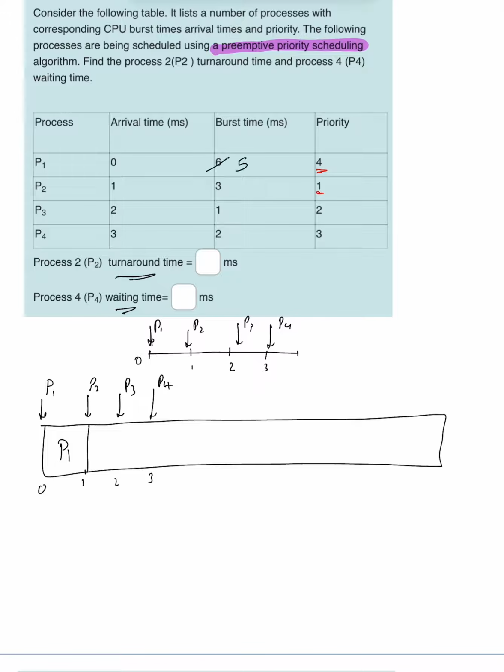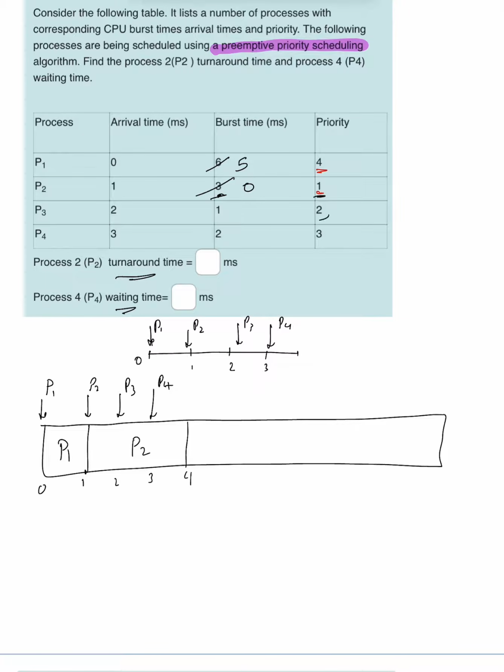In that case, 1 millisecond of P1 goes, 5 milliseconds remains, and P2 gets CPU time because it's got the highest priority, and it goes for the whole 3 milliseconds because there is no other process that can beat this one. So it goes from 1 till millisecond 4 because it needs 3 milliseconds. Now we are in millisecond 4. All the processes are there and we can choose between the next process based on the priority.